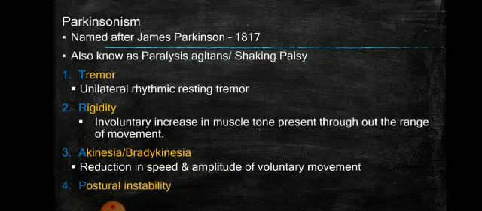Akinesia or bradykinesia is there, where there is a reduction in the speed and amplitude of any voluntary movement which the patient is trying to execute. There is postural instability also, because the initiation and planning of any motor movement, the cerebral cortex is able to do. The planning and initiation is with the help of the basal ganglia and cerebellum.